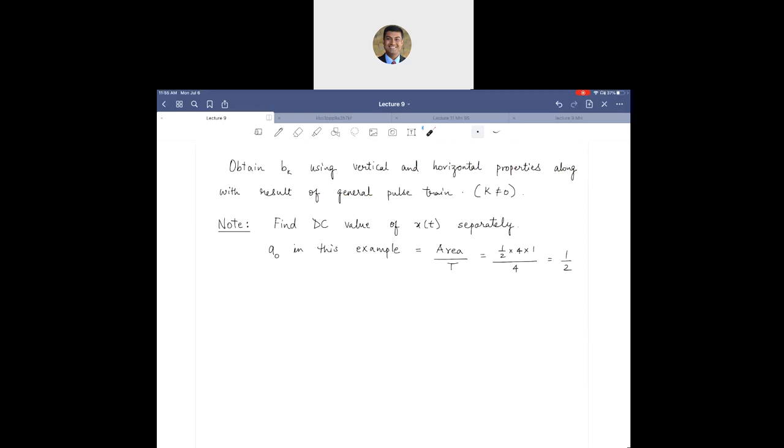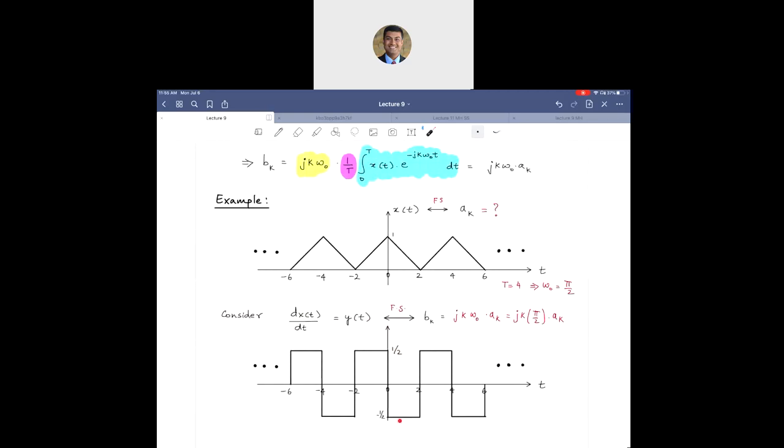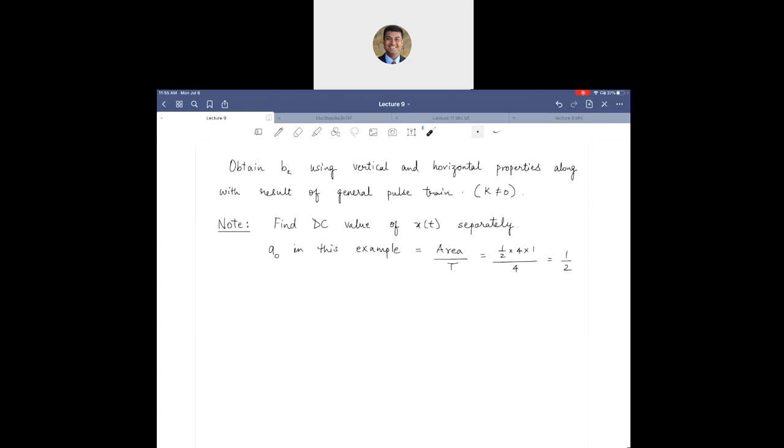So we have done this before, right? We have done that kind of thing before, where you take a general pulse train and move it down or up, move it left and right with the horizontal shifts to find bk, right? Once we find bk, we can find ak by just dividing the Fourier series coefficients bk by jk omega naught. So obtain bk using vertical Fourier along with the result, and then we do this.